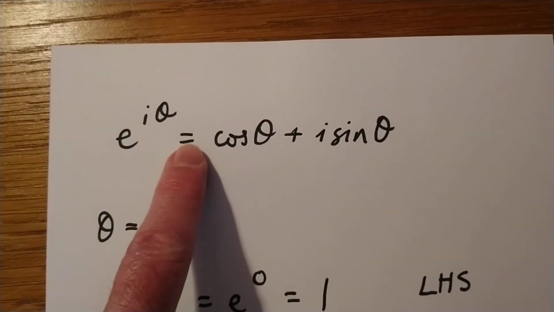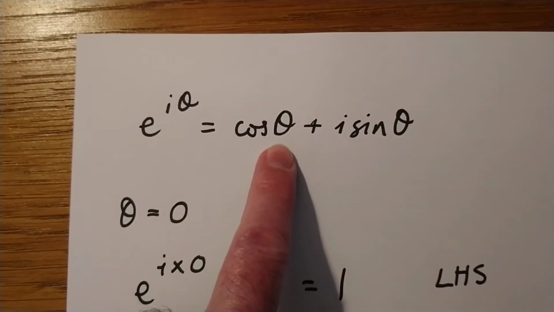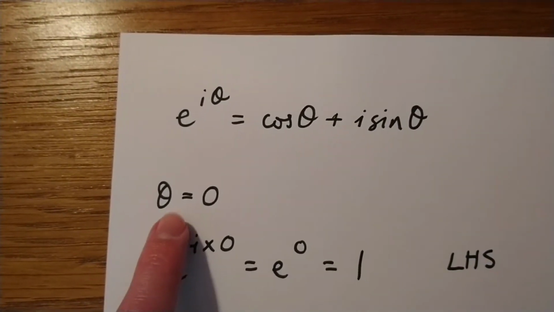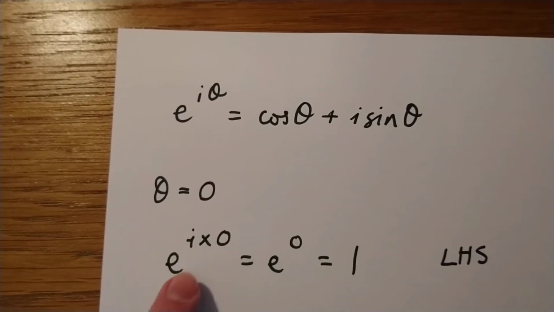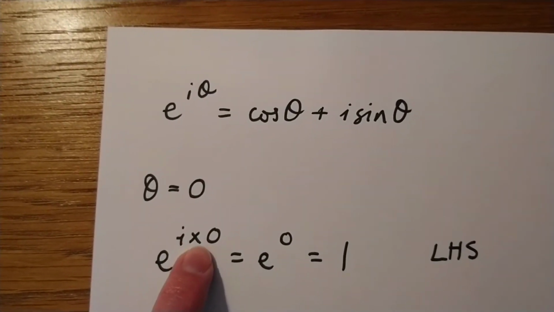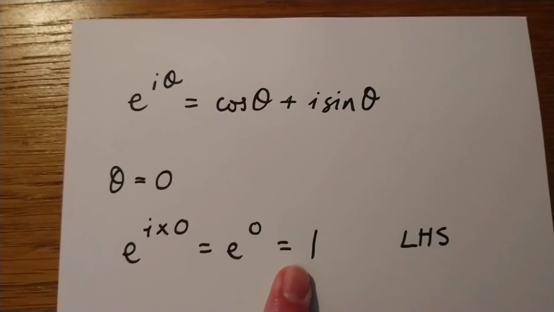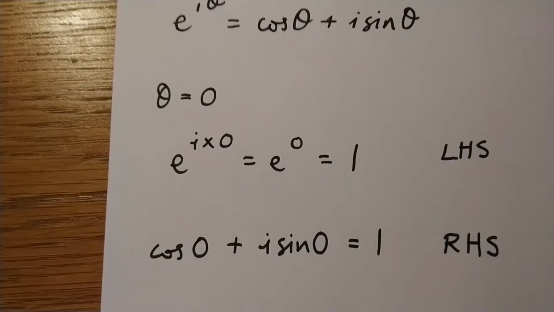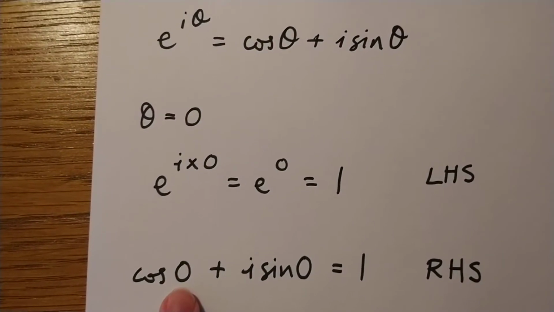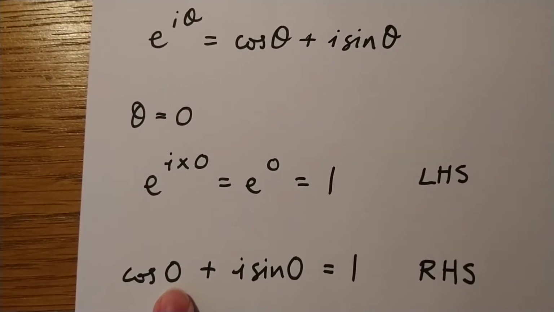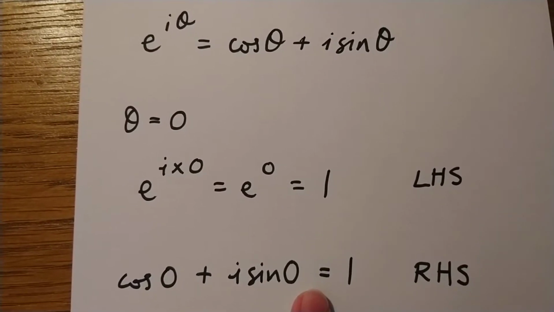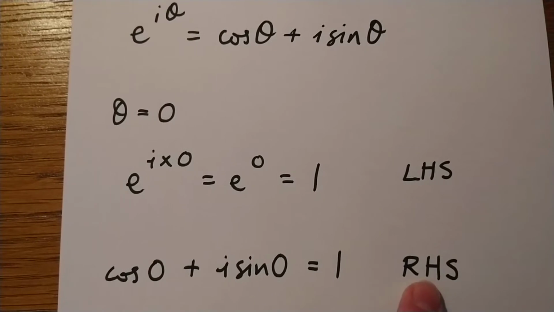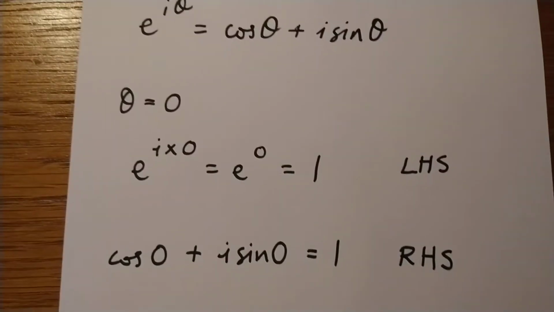e to the i theta can be expressed as cos theta plus i sine theta. So let's look at some key examples. If theta is equal to 0, then e to the i times 0 is just e to the 0, so that must be equal to 1. So that's the left-hand side of this equation. If we punch in 0 into the right-hand side, then we end up with cos 0 plus i sine 0. Well, cos 0 is 1, sine 0 is 0, so that also gives us 1. So the right-hand side matches the left.